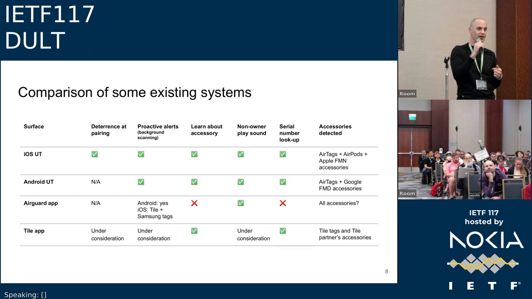So in the columns, the first one, deterrence at pairing. Again, I've mentioned this a few times. First opportunity to educate someone that misuse of a location tracker can be very problematic, if not illegal. Also creates an opportunity to store something like a pairing registry to have attribution between the individual that paired it and the specific item that could be misused.